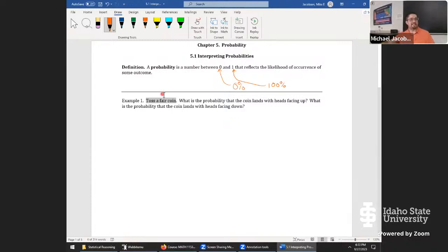So we're going to toss a fair coin. We expect equal heads, equal tails in the long run. And we're asked right away, what is the probability that the coin lands facing head up, facing up? What is the probability when the coin lands facing down? Well, that's not too bad of a question. Any volunteers for the probability of getting heads?